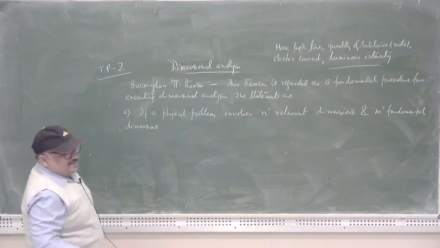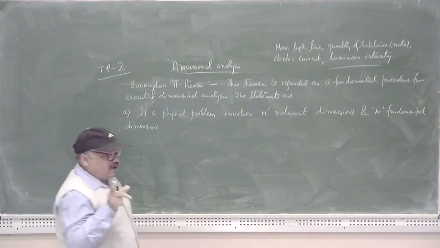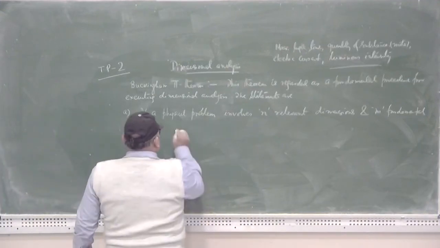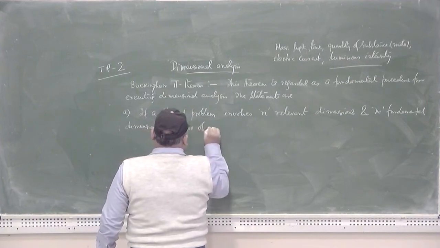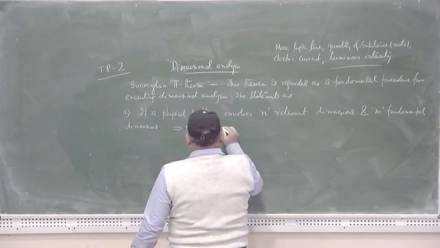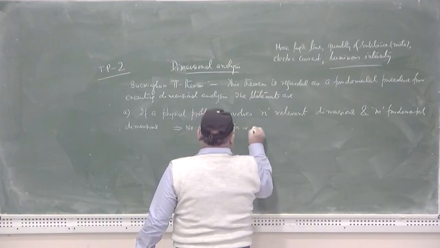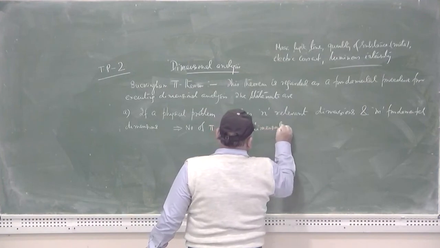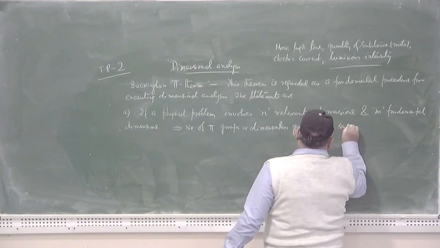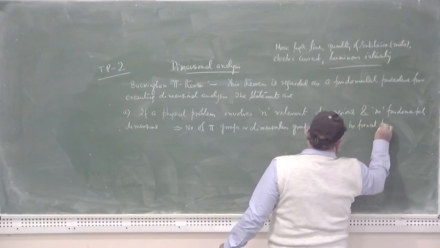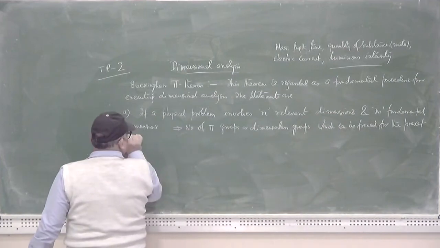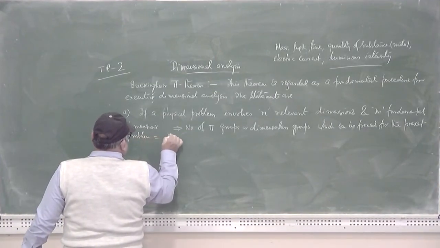So, if a physical problem involves n relevant dimensions, that is the parameters which involve a physical phenomenon, and m fundamental dimensions are there, then the number of pi groups or dimensionless groups which can be framed for the present problem is equal to n minus m.